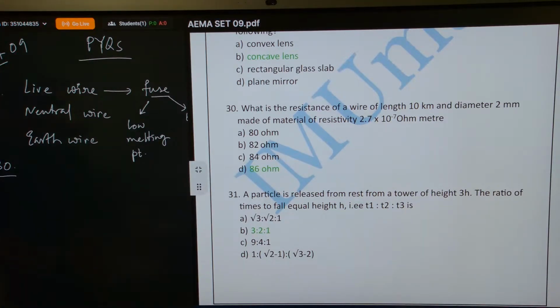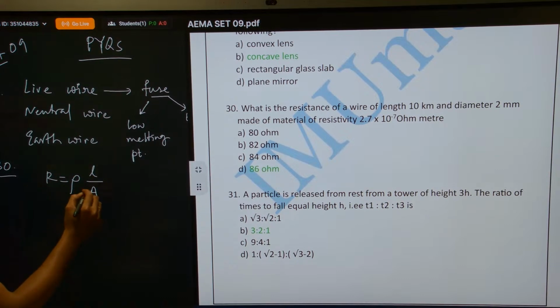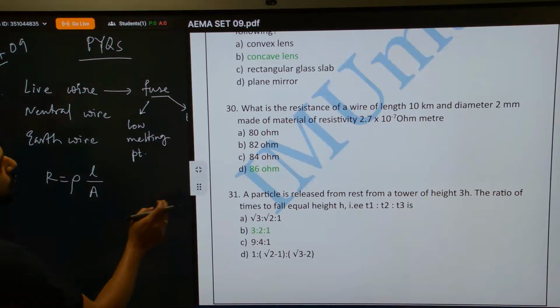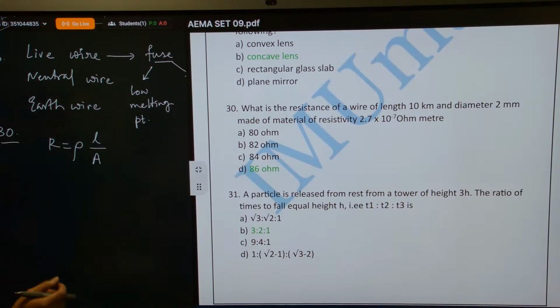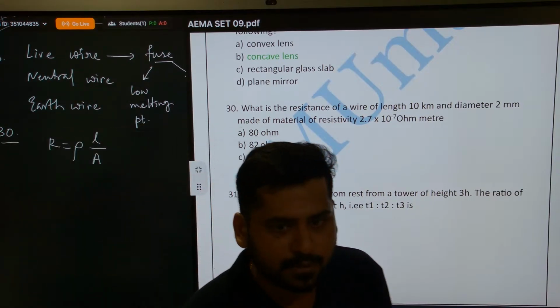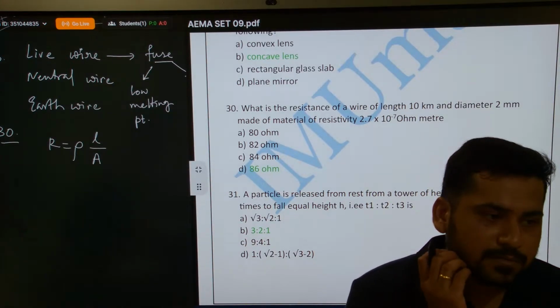Even without the radius you can find the area. Pi d square by 4. If the area in terms of radius is pi r square, that would be pi d square by 4, as radius means diameter by 2, so r square means d square by 4. Okay, now start solving. The formula we will use is R equals rho into L by A. That is the basic formula we will use.